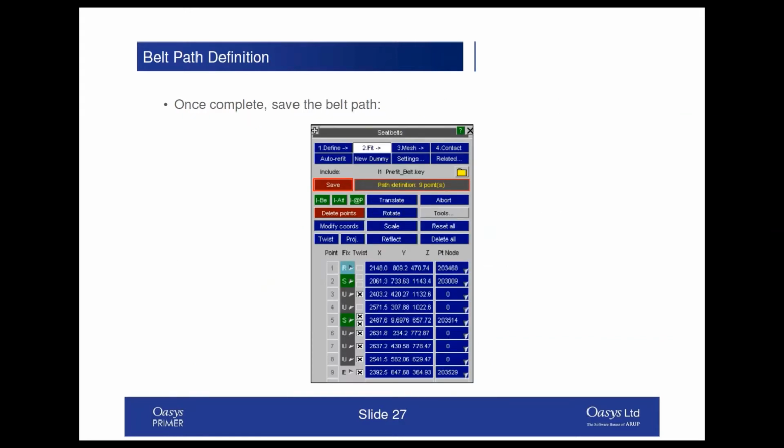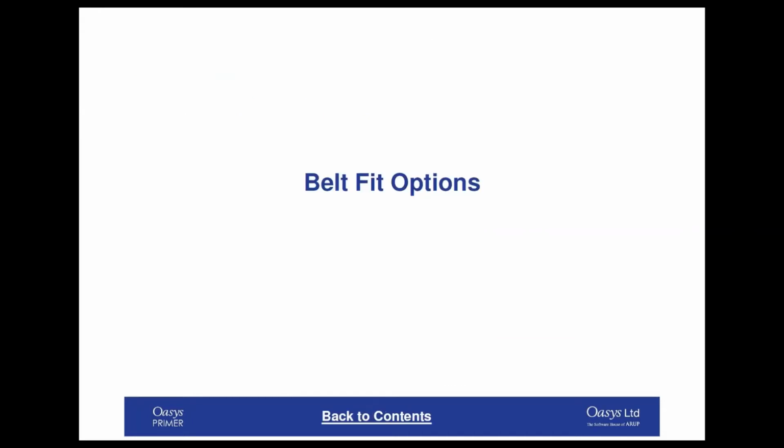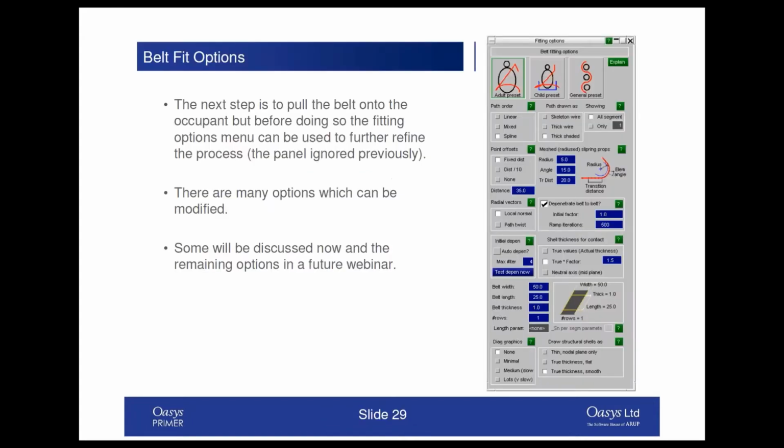Once you're happy with the points you've selected, the types of point and the path, we would save the belt path with the save button at the top there. So that's the big red button as highlighted on the screen. When we do that, it drops us back into the original menu. So we're now at the stage where we could fit the belt, but before we do that, I want to run through some of the options available to us in that large panel that we minimized earlier.